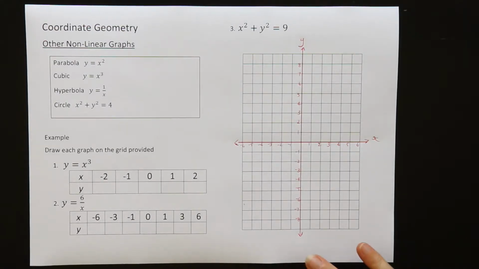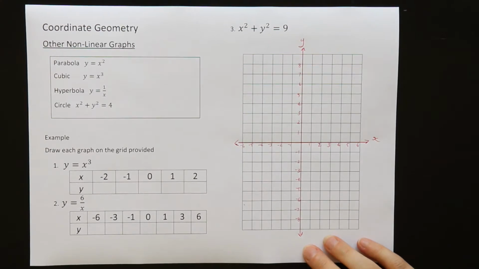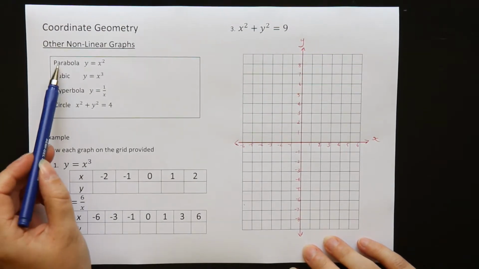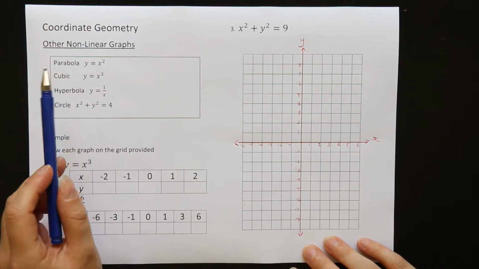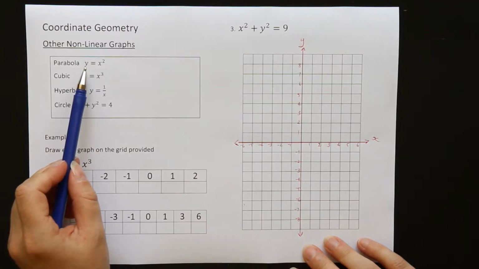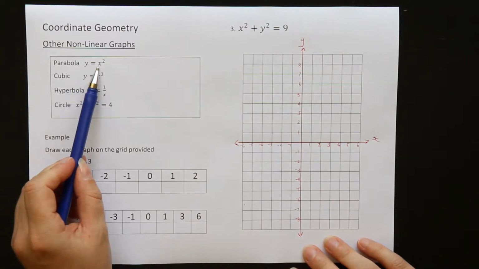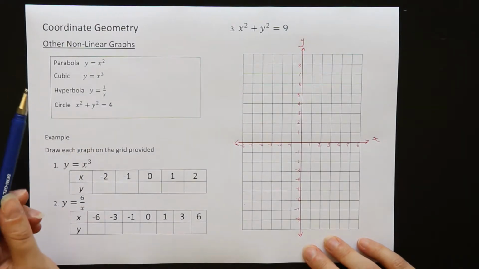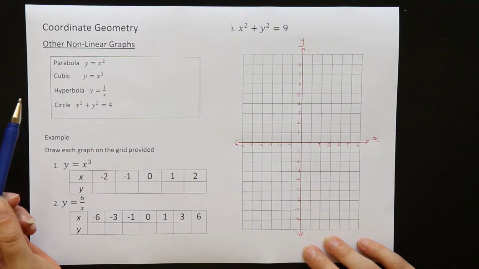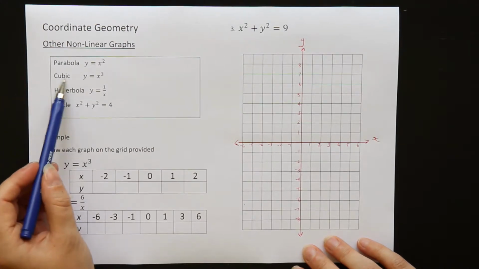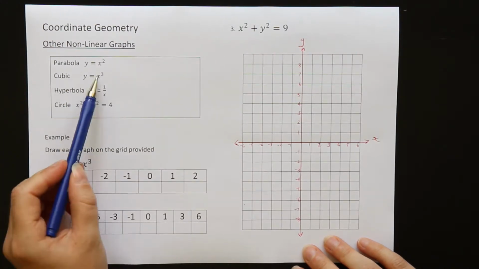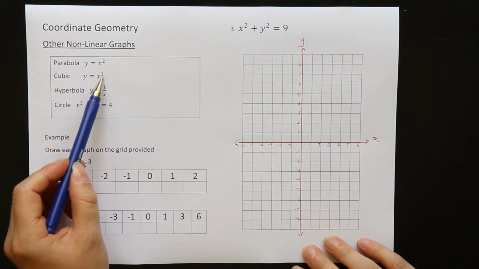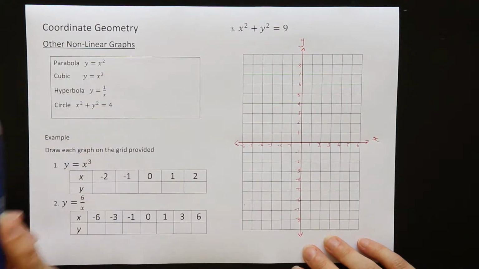Today we're doing coordinate geometry and we're looking at other types of non-linear graphs. Last lesson we learned about the parabola, an equation in the form y equals x squared. Some other non-linear graphs we're going to look at today are the cubic, which, as you might guess, has a power of 3 on the x. Cubic for 3.